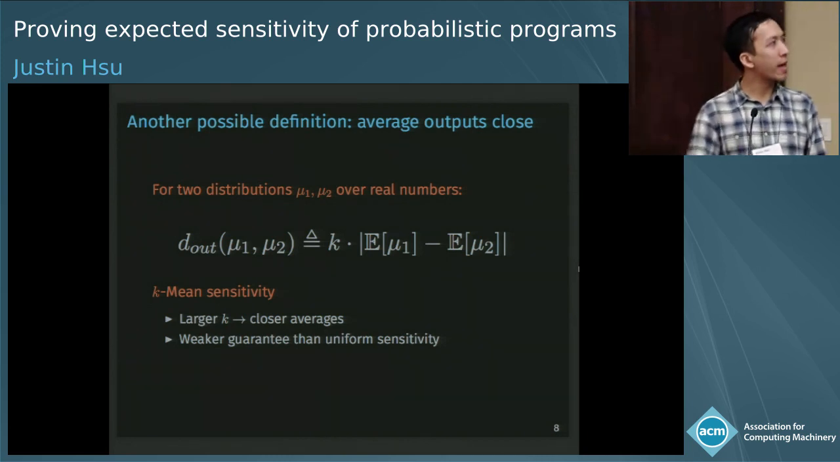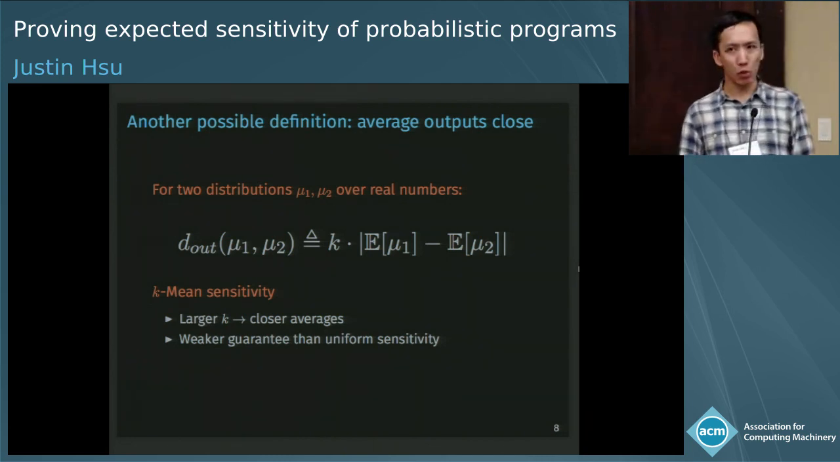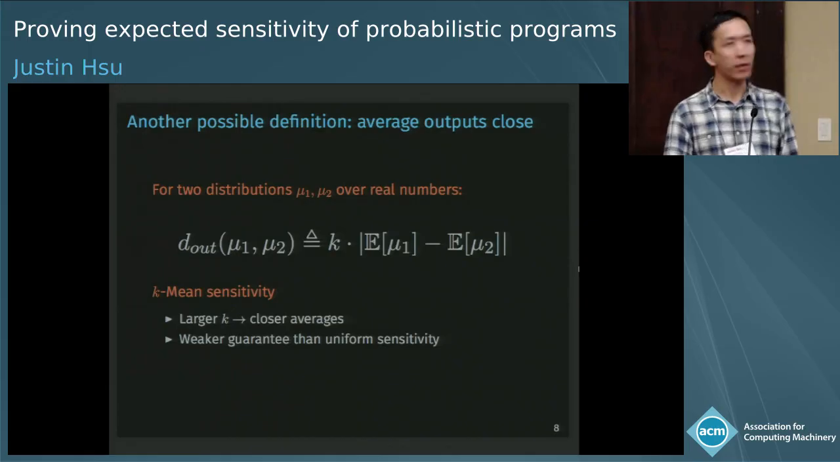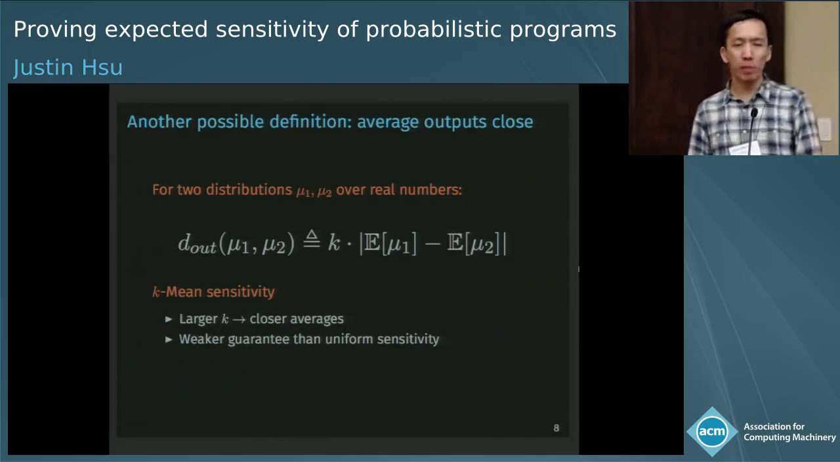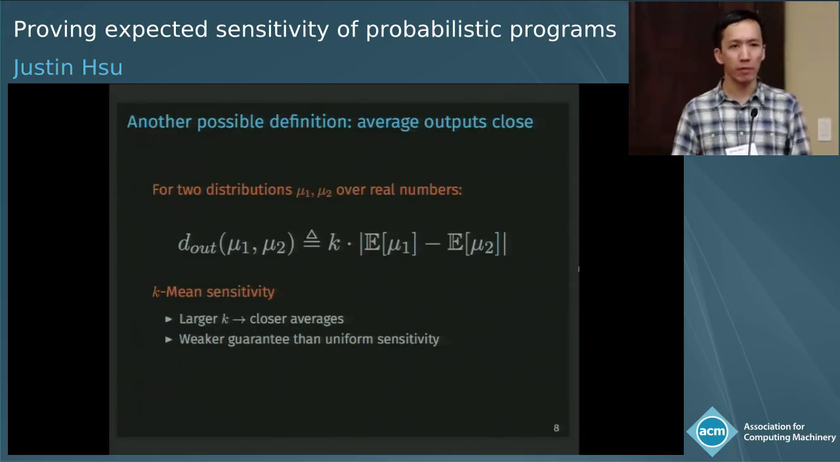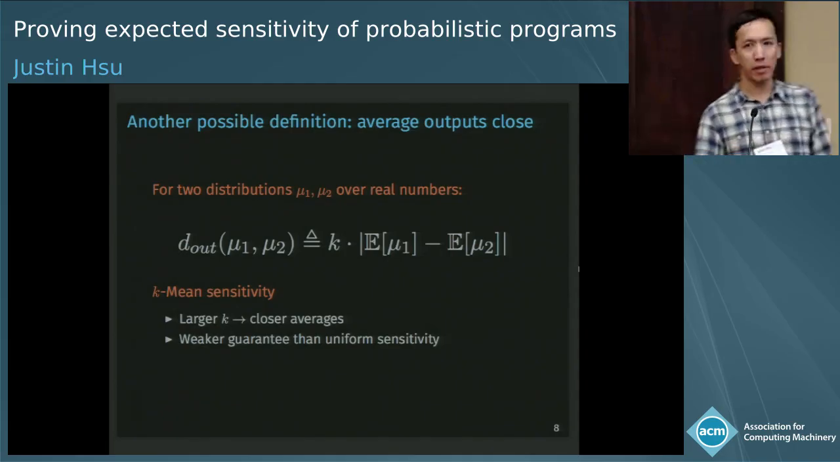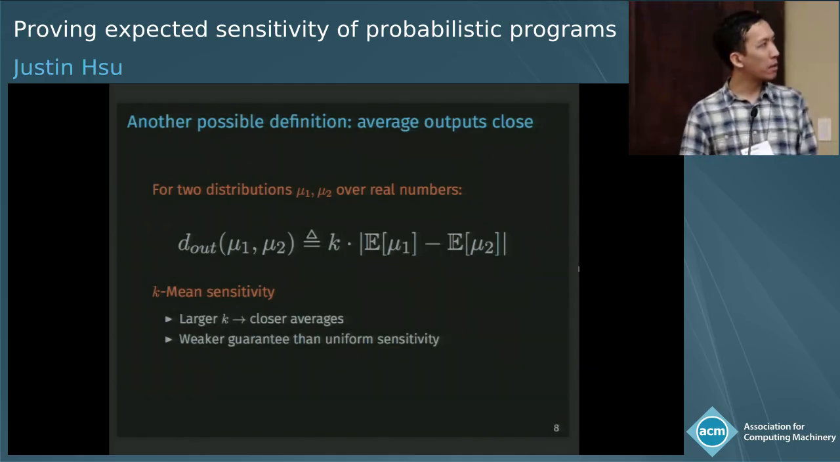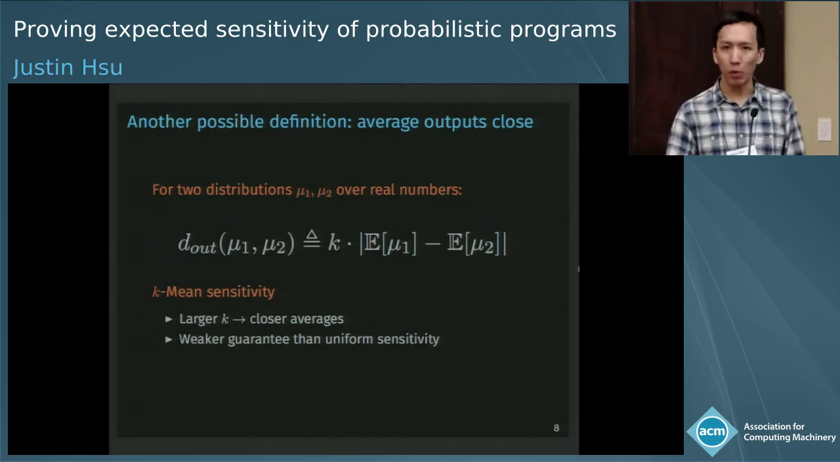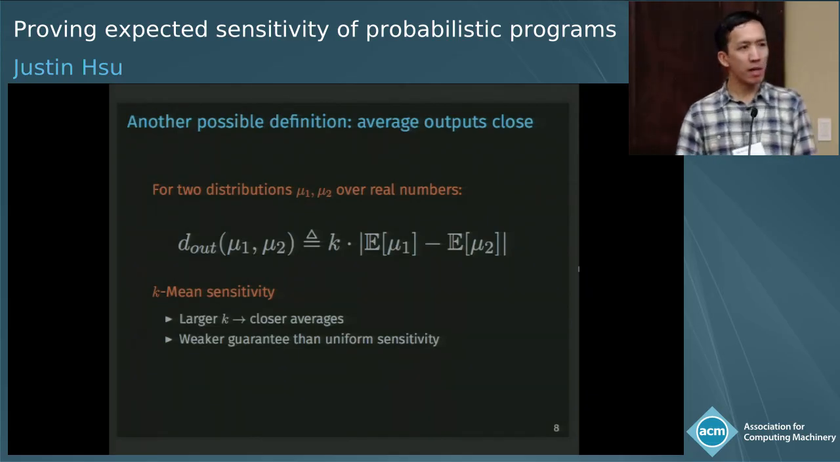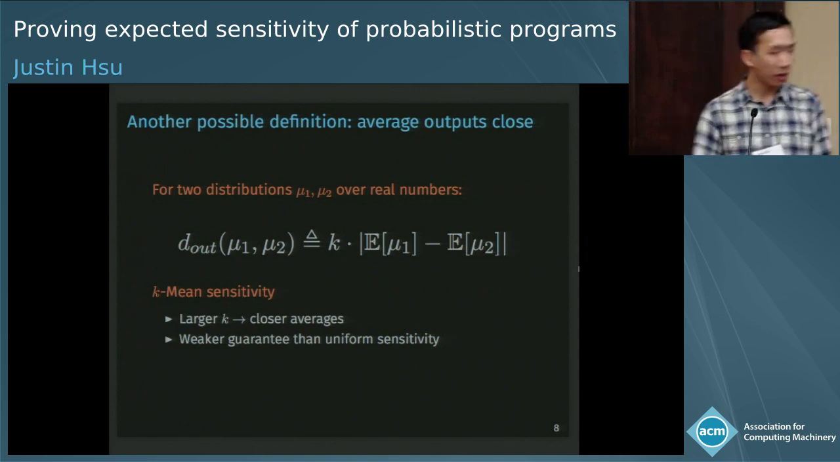So intuitively, this leads to a notion of sensitivity that I'll call k-mean sensitivity. And again, as k gets larger, the sensitivity guarantee is stronger. It means that the averages of the output distributions should be closer together. But I also want to point out this is a weaker guarantee than uniform sensitivity. It just says the averages must be close. It doesn't say anything about the probabilities of all the events or the probabilities of every single possible output. So this is yet another notion of sensitivity that looks different from the one I showed before, but is still important. And the main application for this kind of sensitivity is for proving stability in machine learning.